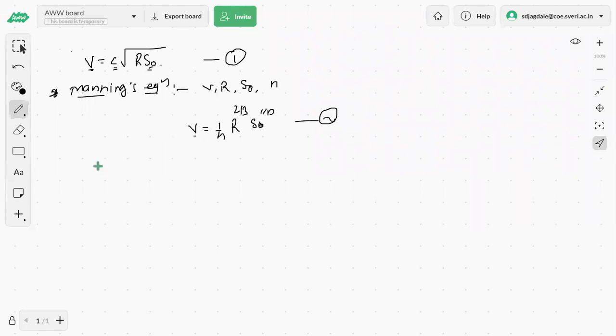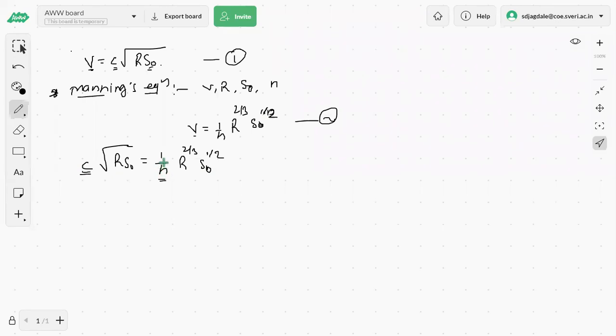So we now get the equation C into root R S naught is equal to 1 by n into R raised to 2/3 into S naught raised to 1 by 2. By mistake, I had written 1 by n; it is 1 by 2, the half power, root of S naught. Let us simplify it for the relation between C and small n. C is Chezy's constant, whereas n we can treat as Manning's equation constant.